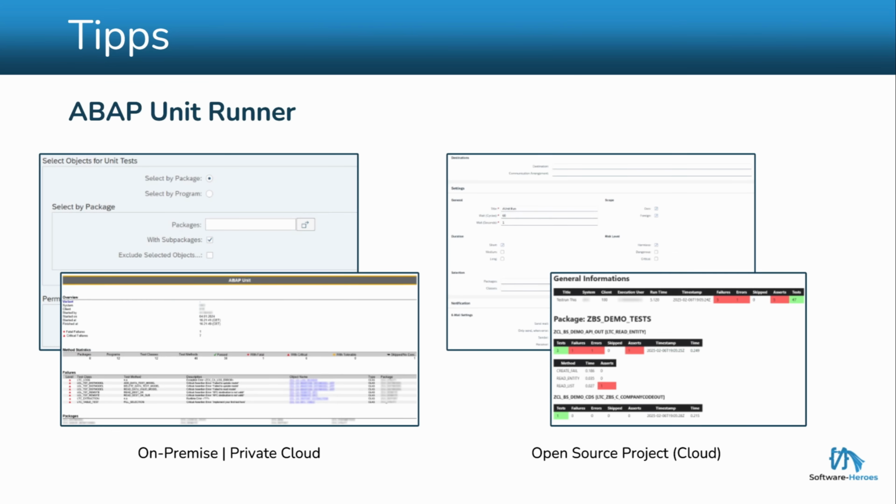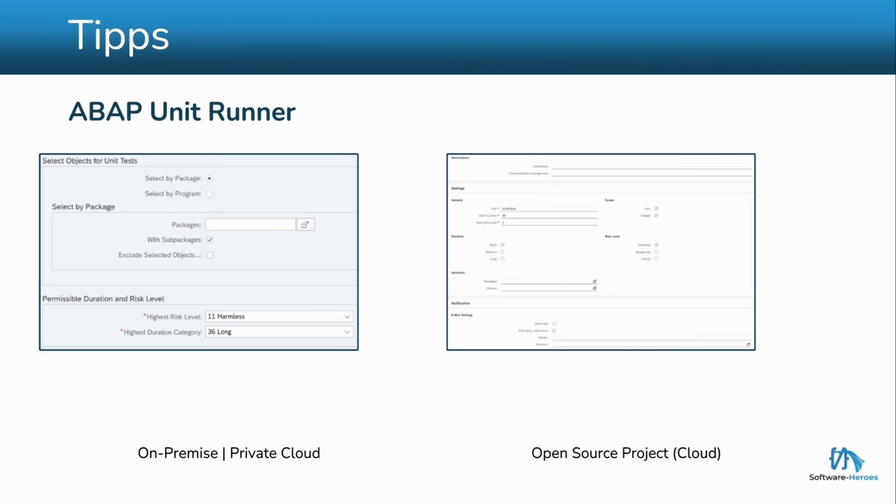Here we have a comparison of both ABAP unit runners, one for on-premise and private cloud environments and the other for the open source version for the public cloud. The standard ABAP unit runner is started via a report, while the open source version runs as an application job since reports are no longer available in the cloud. You will find essentially the same or similar settings in both tools that you can use to schedule the job. In both versions you can also enter an email address to receive information about the test run.